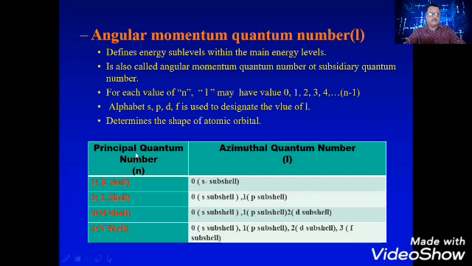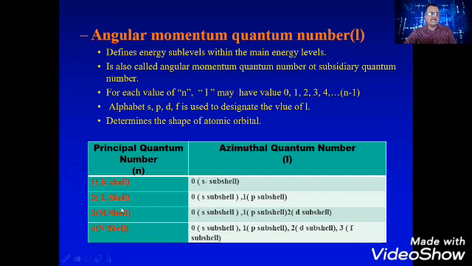Here I can show you, if the principal quantum number N is equal to 1, that means K shell. So when N is equal to 1, L will be 0 because L value will be from 0 to N minus 1, that is 1 minus 1, 0. N is equal to 2 means L shell. When N is equal to 2, L may have value 0 and 1. L equal to 0 means S subshell, L equal to 1 means P subshell.